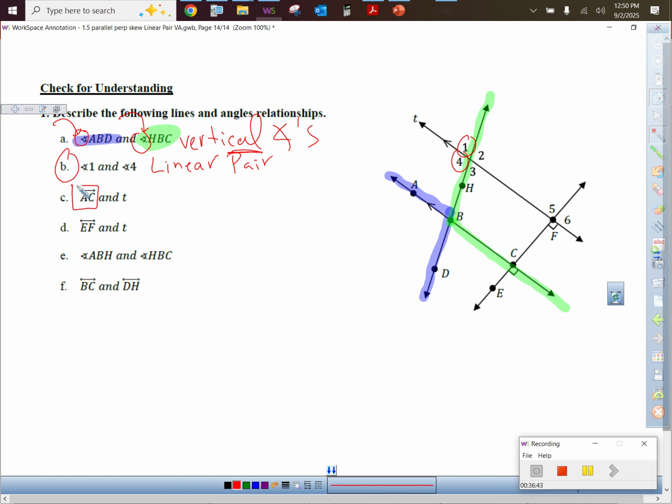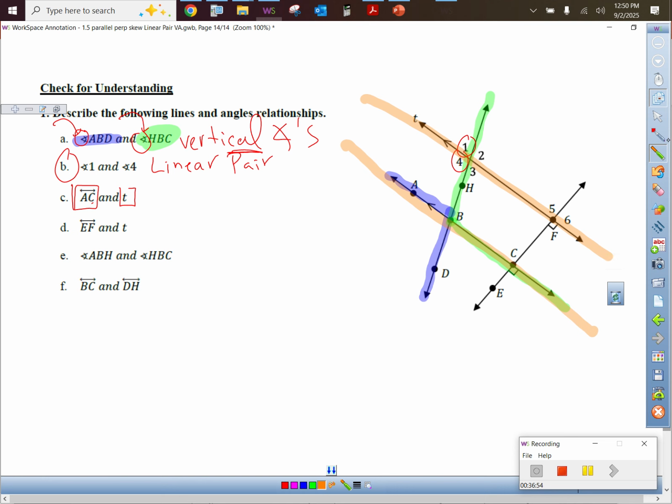What does this say right here? Line AC and line T. I don't care if you highlight or don't highlight. I'm going to show you. Here's line AC in orange. Here's line T in orange. How do you feel about there's no way those could be vertical angles, and they can't be a linear pair because they're lines, not angles, right? So either parallel, perpendicular, or intersecting.